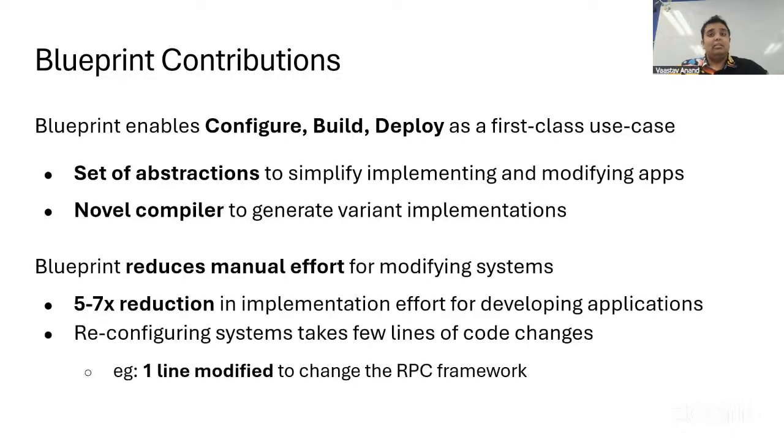As a result, Blueprint leads to a 5 to 7x reduction in implementation effort, as well as a multiple orders of magnitude reduction in modification of systems. For example, reconfiguring the whole system to completely change the RPC framework from gRPC to Thrift now only requires one line of code change. While this is fun and interesting, to understand how this is actually possible, let's take a deep dive as to how Blueprint enables configure, build, deploy.